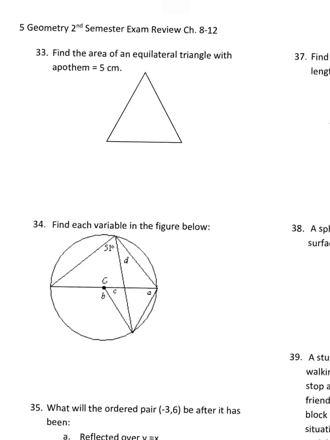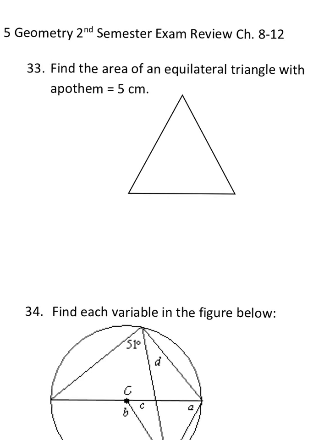Okay, number 33. Find the area of an equilateral triangle. So all sides, all angles are equal, and the apothem is 5.